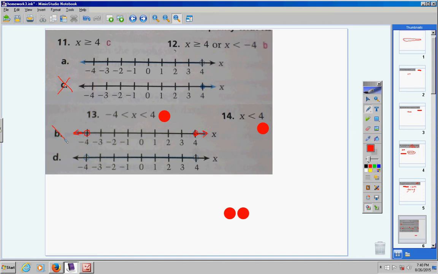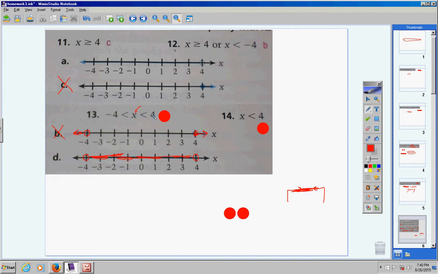Okay? Alright, moving on to number 13. Now this is a conjunction, so we're looking for a graph that comes together like this. This direction and this direction. So we have this area right here. Well, that looks like letter D. We have open point here, open point here, and then all in between here is shaded. So let's see if that fits. Number 13, x is, now read it from the x. Start with the x and read it from here. X is greater than -4. That's right, we're going to the right of -4.